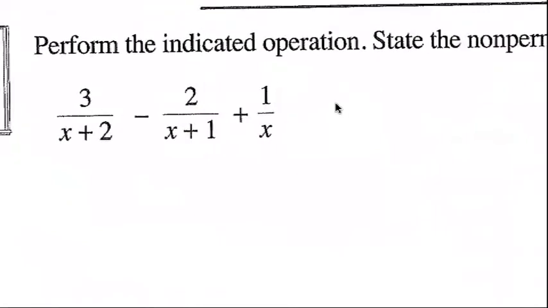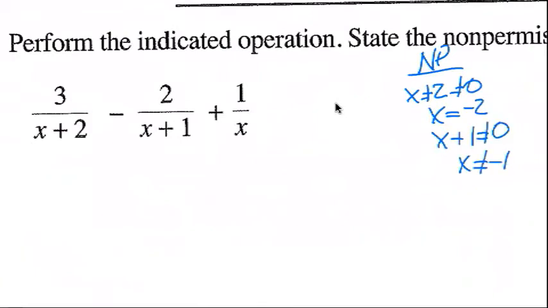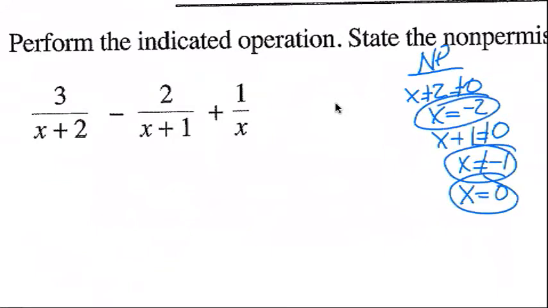My non-permissible values. x plus 2 cannot equal 0, so x cannot equal negative 2. x plus 1 cannot equal 0, x cannot equal negative 1. And x cannot equal 0. 1, 2, 3 non-permissibles. Now, what's my common denominator?